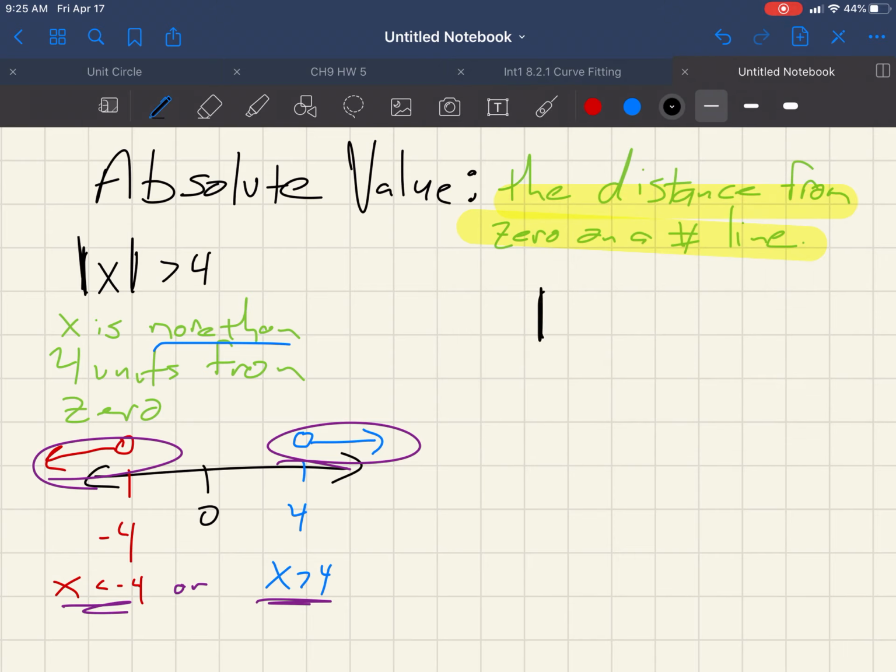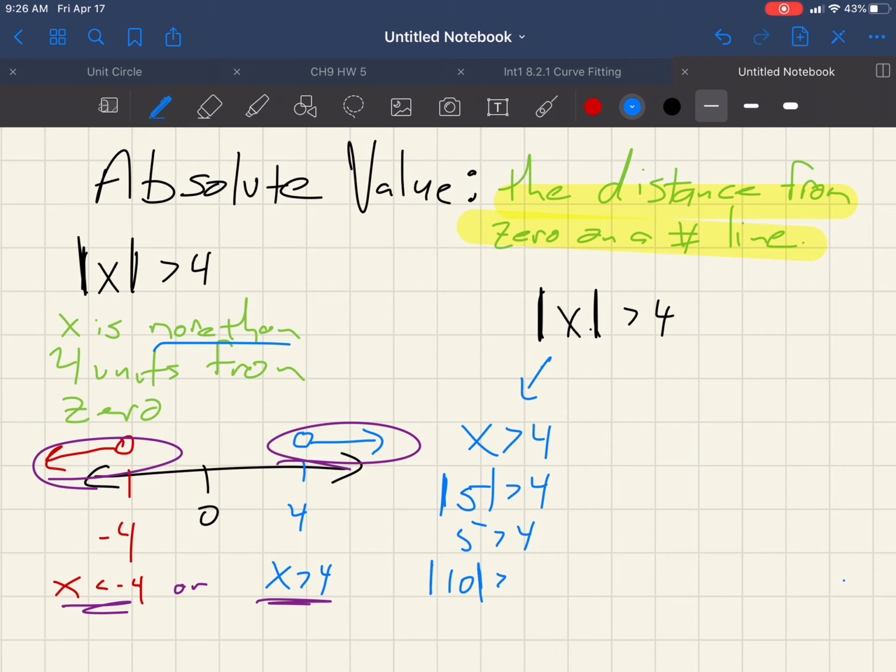If we have the absolute value of x being greater than 4, we solve it once for the positive side of things: yes, x is going to be greater than 4, because all those numbers would satisfy. Like the absolute value of 5 is greater than 4, because that just means 5 is greater than 4. Like the absolute value of, let's say, 10 is greater than 4, because the absolute value of 10 is 10, and that's greater than 4.